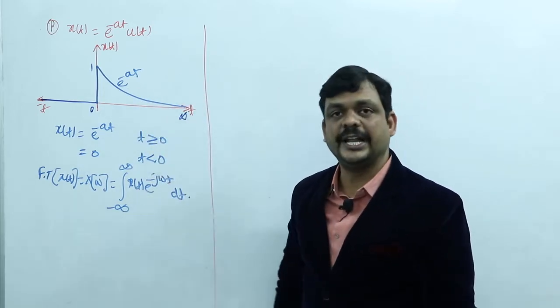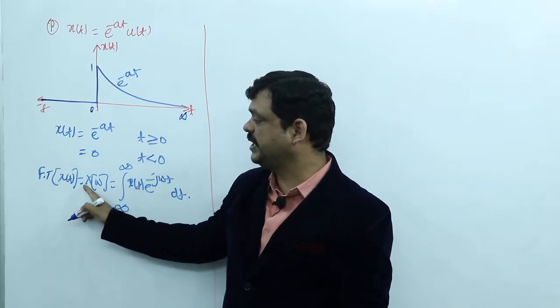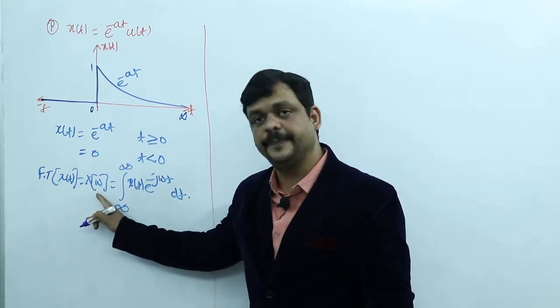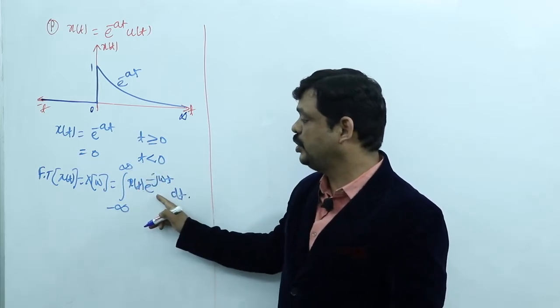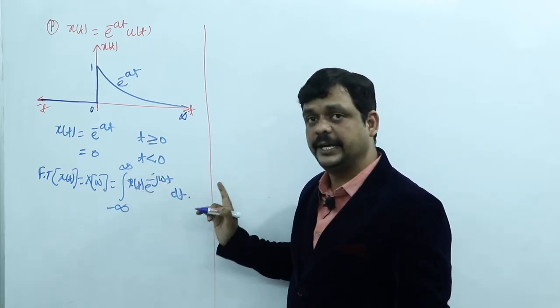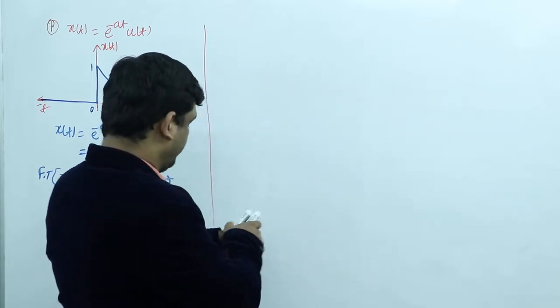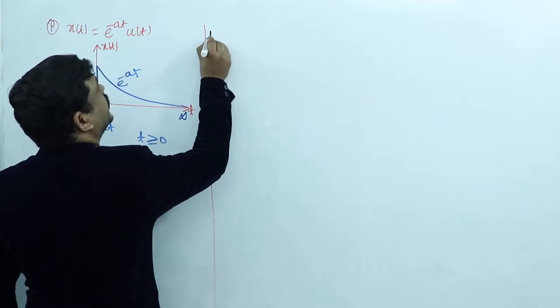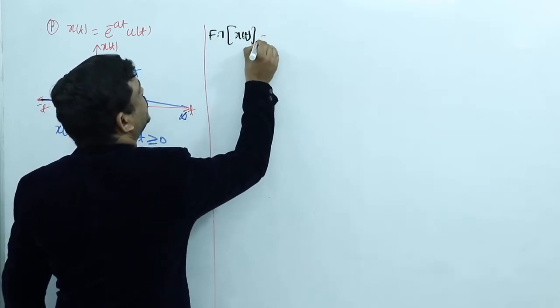Now we have to apply the Fourier transform of this function. So first of all, I am taking just the equation here. Fourier transform of x of t is X of omega, that is equal to the integration from minus infinity to plus infinity x of t into e to the power of minus j omega t dt. So first of all, we have to substitute x of t as it is, right? So please observe this equation here. Fourier transform of x of t I am applying here. This is X of omega.